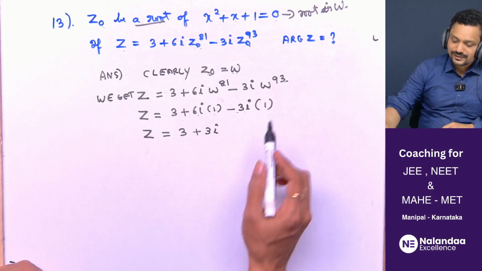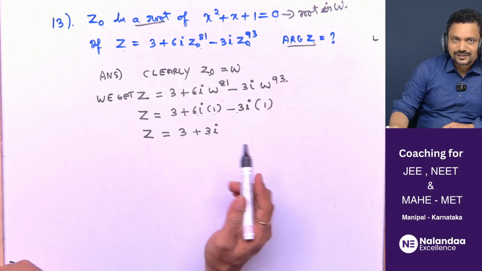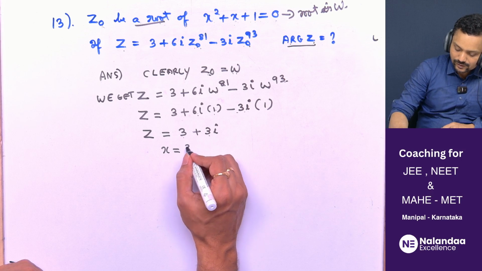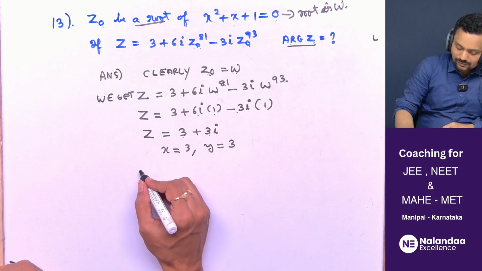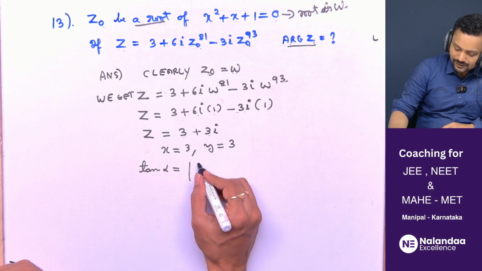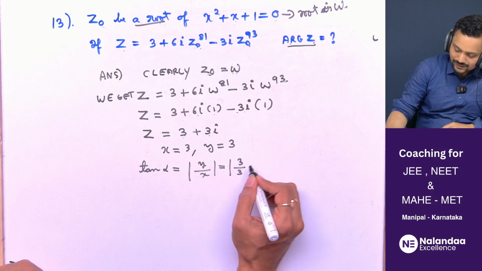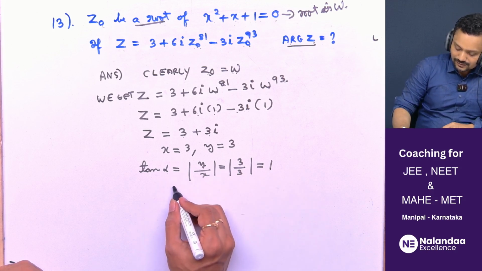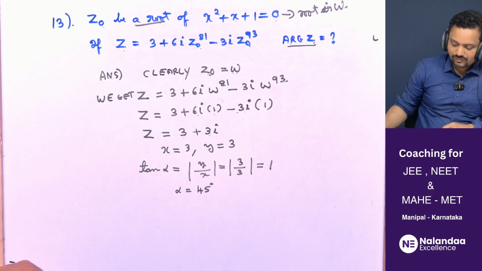And now the question is very simple. They are asking the argument of z. To find the argument of this complex number, we have a method. There is no need to find the modulus, directly the argument. Here x is equal to 3 and y is equal to 3. To find the argument, first find tan alpha. So tan alpha is equal to mod y by x, that is mod of 3 by 3, which is equal to 1. And if tan alpha is 1, alpha will be equal to 45 degrees.